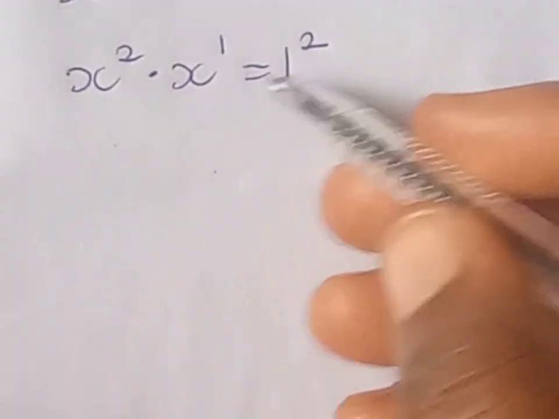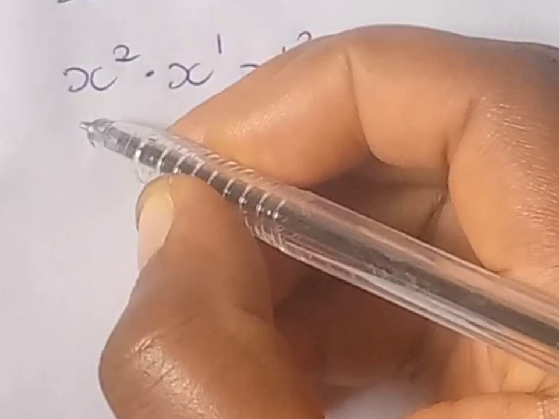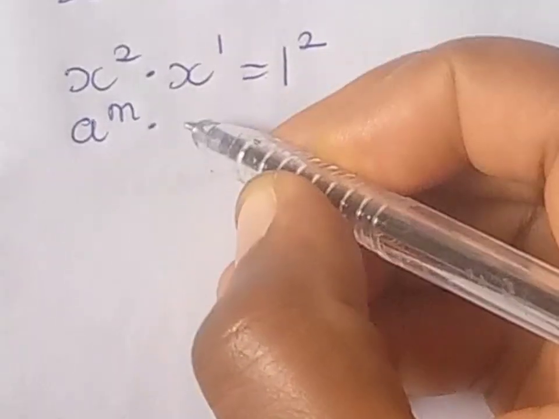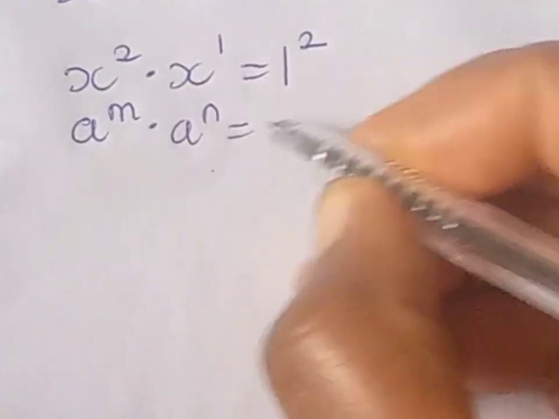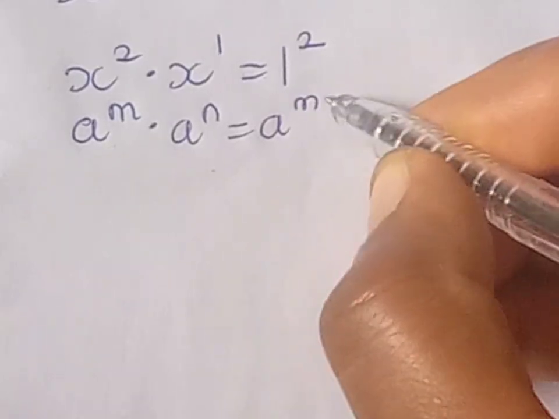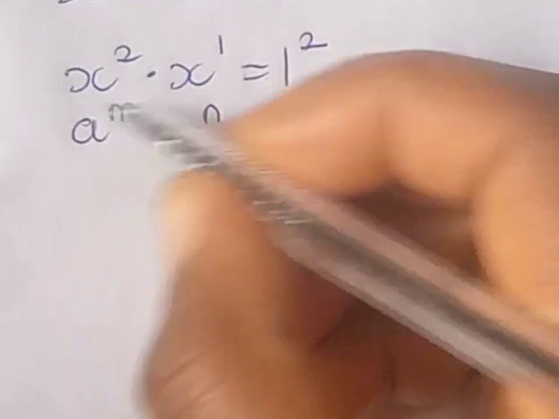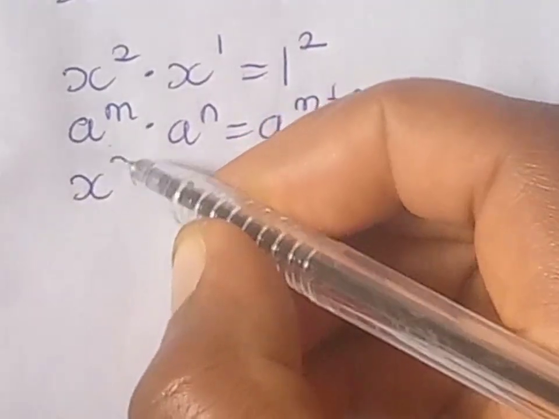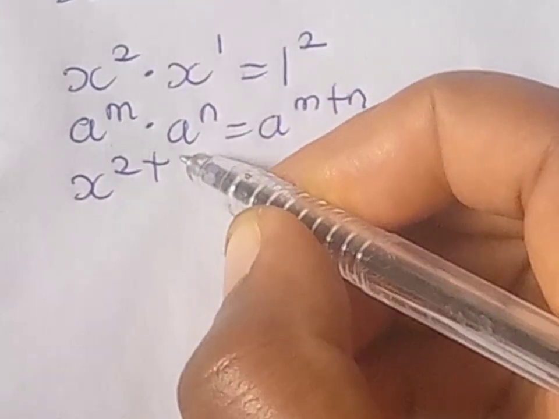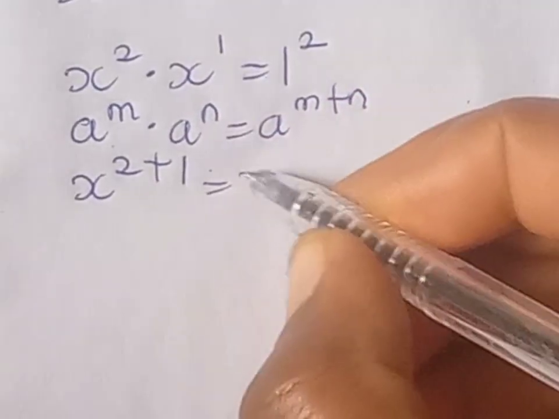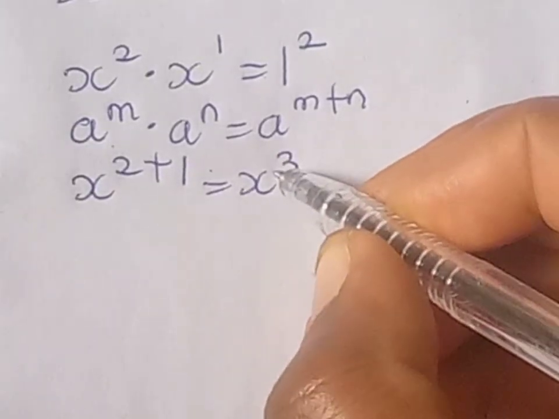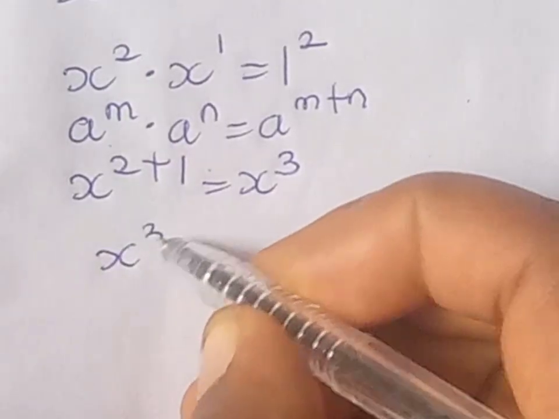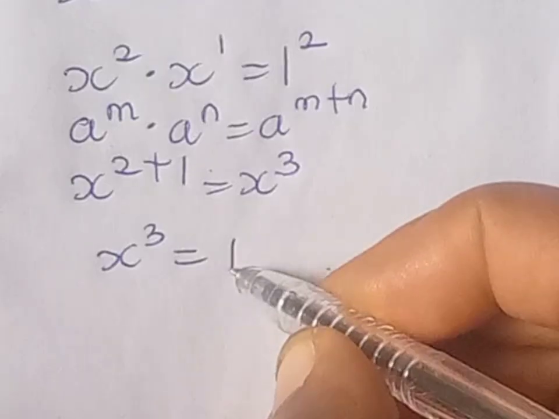Now let's use our exponent rule again, which says a raised to the power m multiplied by a raised to the power n equals a raised to the power m plus n. Now let's apply it to this. So we are going to be having x raised to the power 2 plus 1, which will give us x raised to the power 3. Now we have our equation as x raised to the power 3 equals 1.